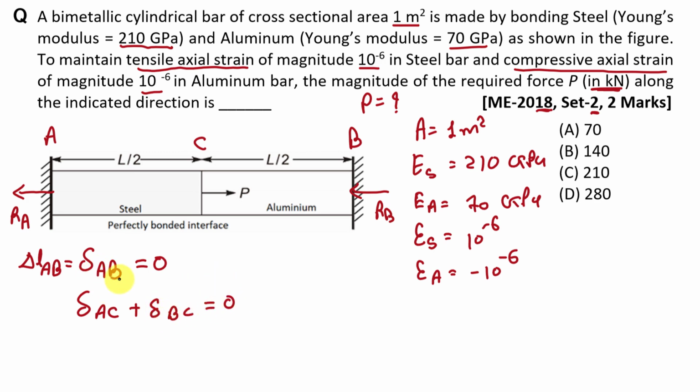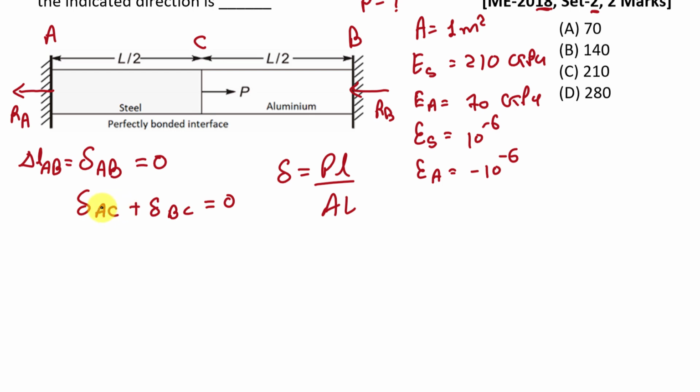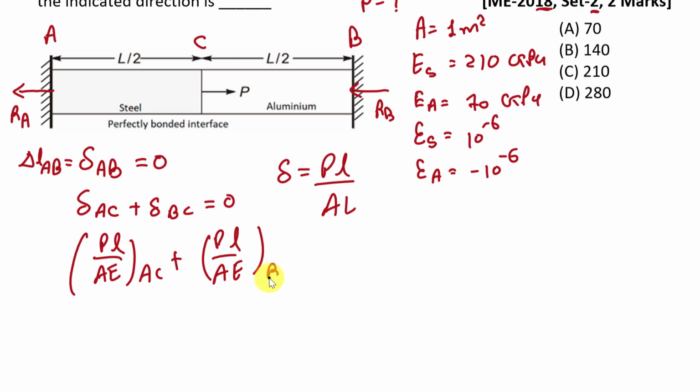Here this delta AB is the summation of both deformations because these two bars are in series, right? Now we know that delta is equal to PL by AE. So here we will write PL by AE for AC plus PL by AE for BC. Here AC is the steel bar and BC is the aluminium bar.